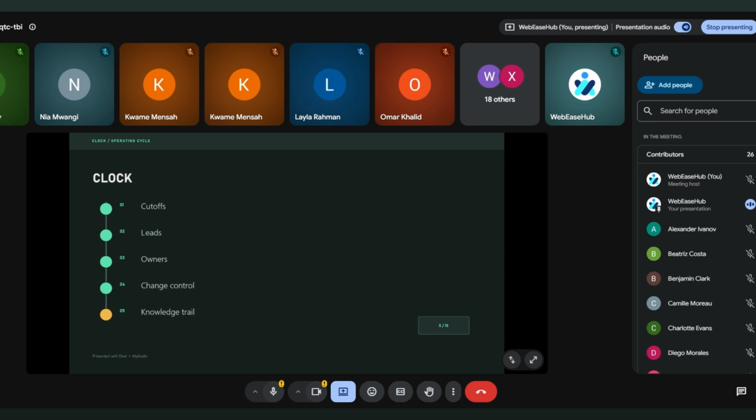The first practical design choice is the cutoff. Many teams publish a payroll cutoff date, but they do not define what the cutoff actually means. Does it mean managers have submitted changes?